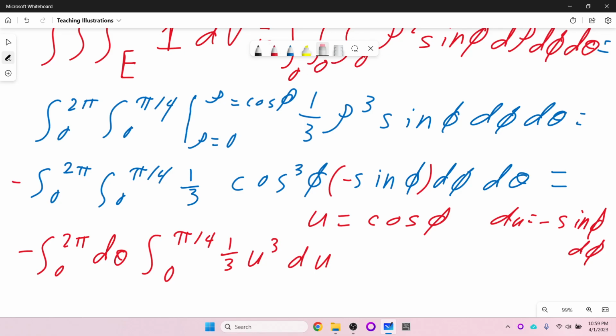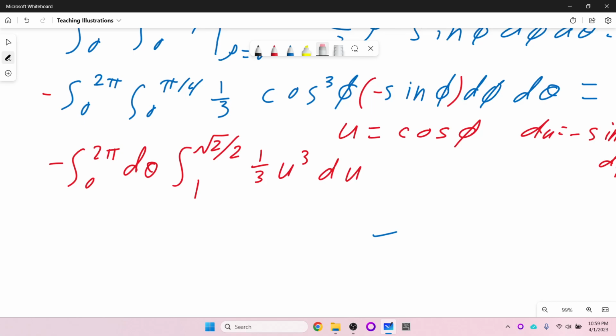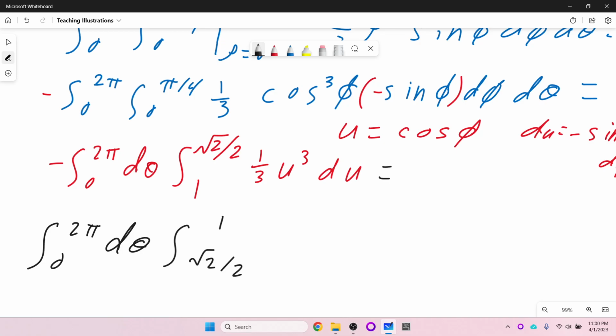I made a mistake here. We need to change those limits, don't we? All right. Phi went from 0 to pi fourths, so let's plug those in to get what u is. Cosine of 0 is 1. Cosine of pi fourths is root 2 over 2. Root 2 over 2 is less than 1, so this is an upside down integral, so I can switch it and get rid of that negative sign. It becomes the integral from 0 to 2 pi d theta, integral from root 2 over 2 to 1. Let's pull that 1/3 out there. u cubed.